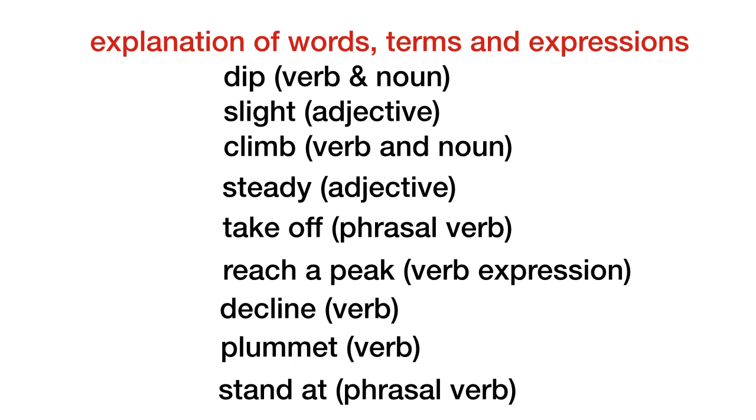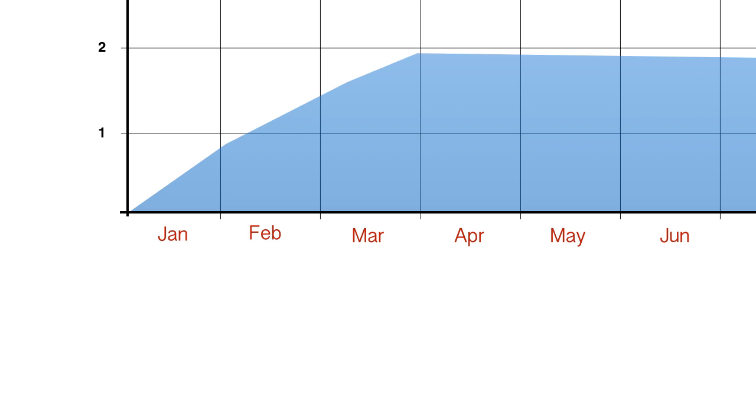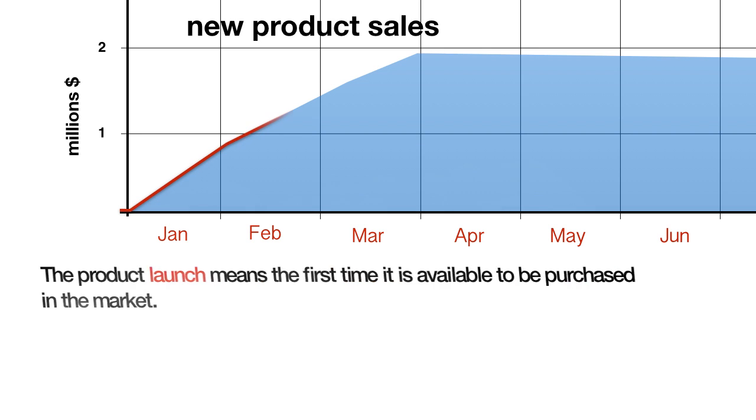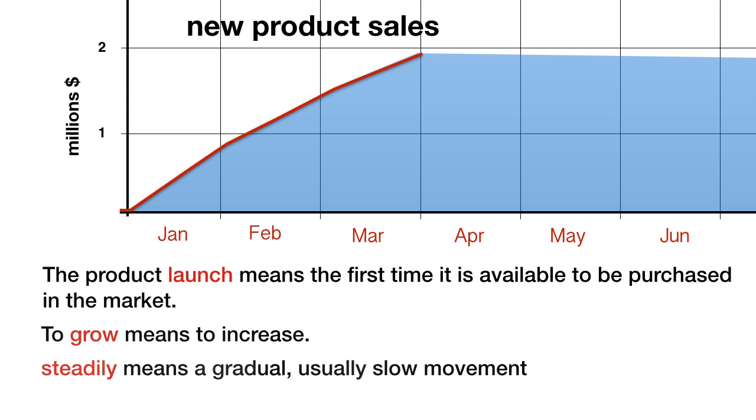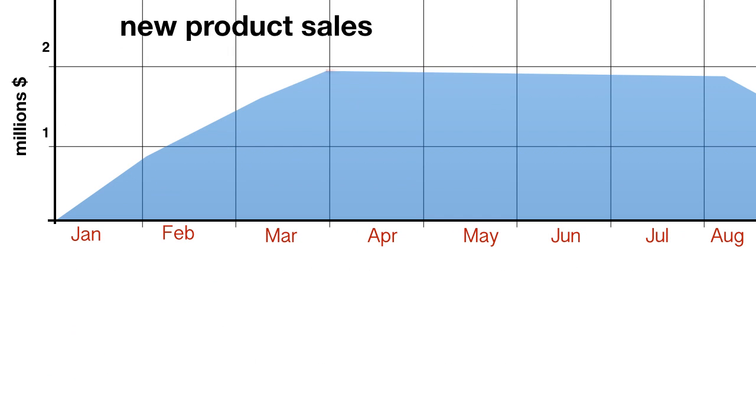So let's have a look at the meanings of these words. So first thing is the product launch, and to launch means to make the product available to be purchased. I use the word to grow. It means to increase, so sales grew. And then I use the adverb steadily, which means gradual, usually slow movement.